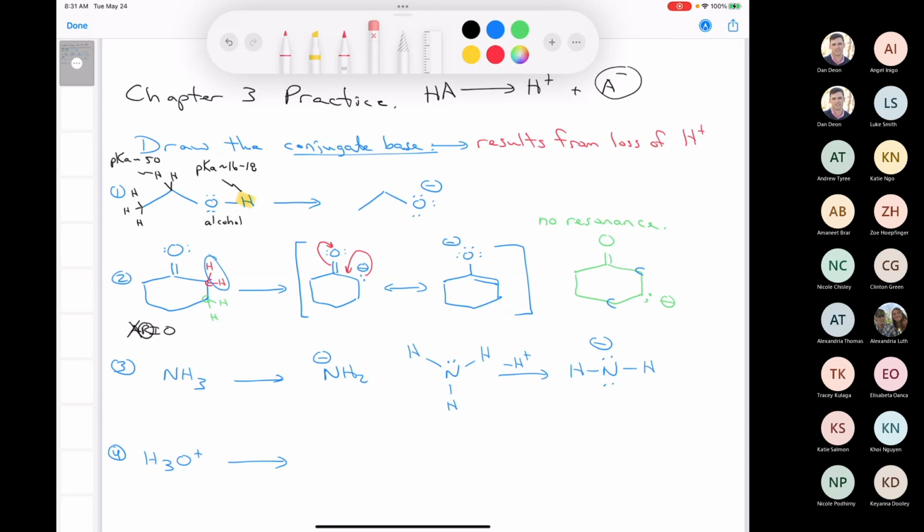And the last one, what would be the conjugate base for hydronium? Anybody? Loses H plus, what do you end up with?